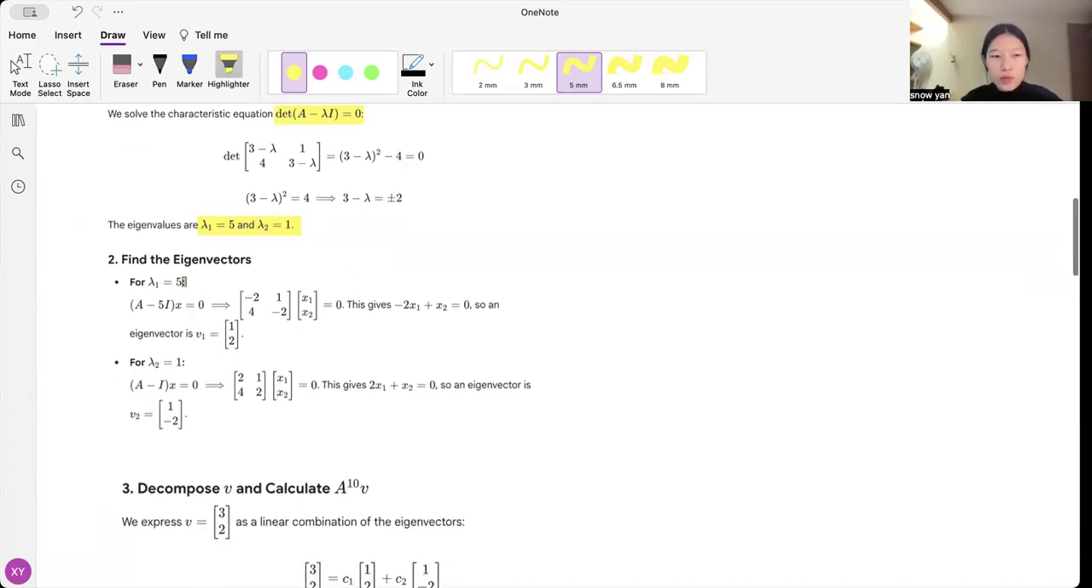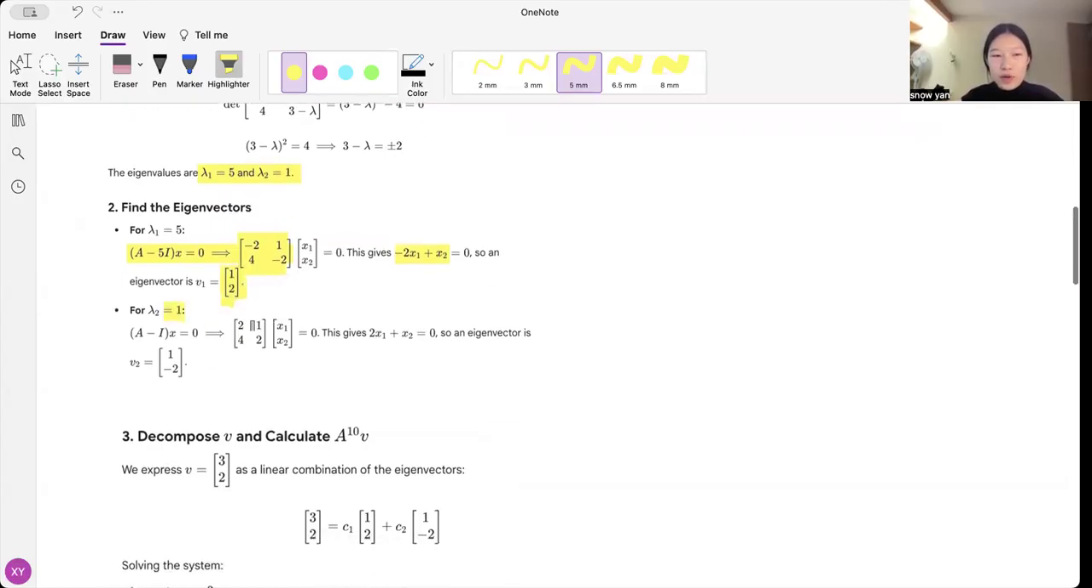So for lambda equals 5, we want to find the respective eigenvector. We substitute it back and we get back to this equation and we get this matrix. And then we want to find what x1 and x2 are. So then that's our eigenvector. So this gives negative 2x1 plus x2 equals 0. So then our eigenvector is 1, 2. And it's the same for the other eigenvector. We plug it in, so we get this matrix. Then we're trying to find this. So we know that 2x1 plus x2 equals 0. So our eigenvector is this thing.